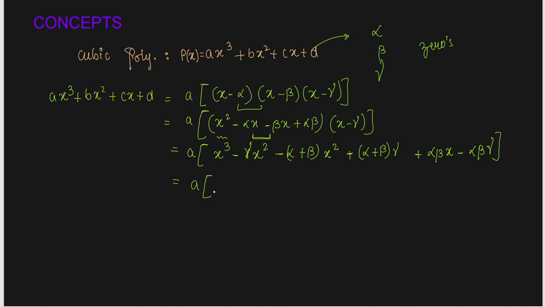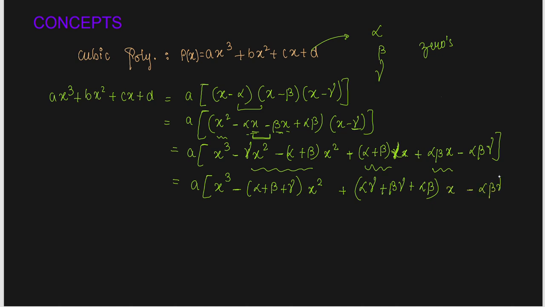So what I'm going to get? I'm going to get x cube. Take the x square coefficient common. You are going to get minus of alpha plus beta plus gamma x square, plus take the x term out. What you are going to get? This is gamma times your x. So you are going to get alpha gamma plus beta gamma plus alpha beta, and then you are going to get your x minus of your alpha beta gamma.